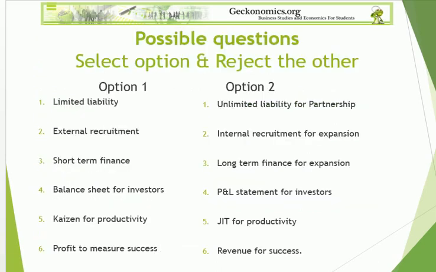Okay, going forward, try some of these questions. These are possible questions in the future. So 5 marks for giving the advantages of limited liability, and then 5 marks for rejecting unlimited liability, for example, for a partnership. So here are 6 questions that might come up in the future that you could try.